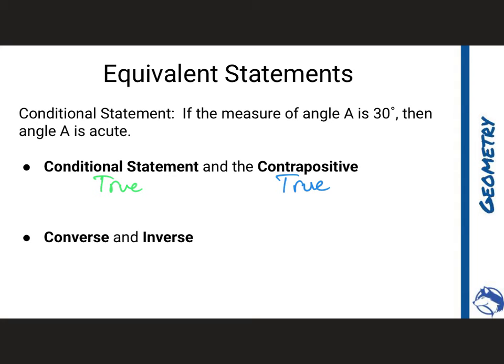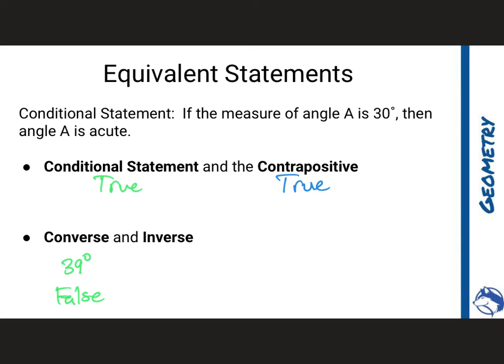Now let's look at the converse. The converse is: if the angle is acute, then the angle is 30 degrees. Well, what if I wanted it to be 39 degrees? What if it could be that? So the statement in itself is actually false. There's one situation where it's true, but remember you have to prove it for all situations if it's going to be true always. So this ends up being false.